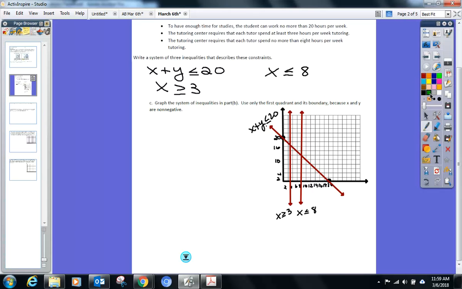How do we get that one? Because if you go here, that was what? x is greater than 3, right? So the 0 wouldn't fit in there.